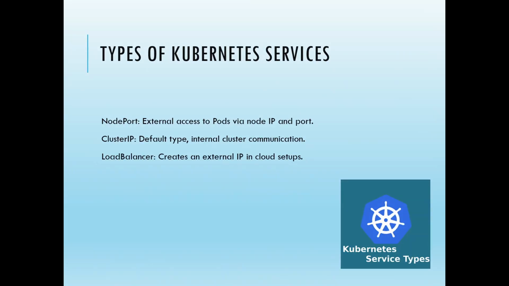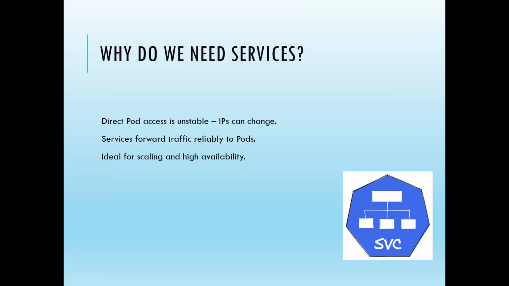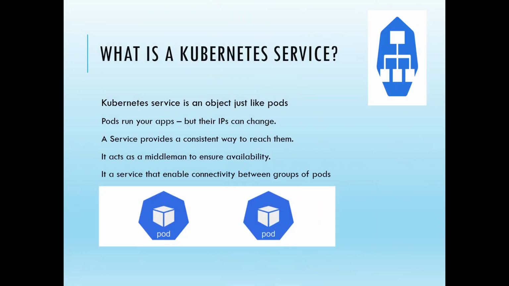So let's begin. First, understand what is a Kubernetes service. It enables communication between various components within and outside of the application. It's an object just like pods. It's a service that enables communication between groups of pods.